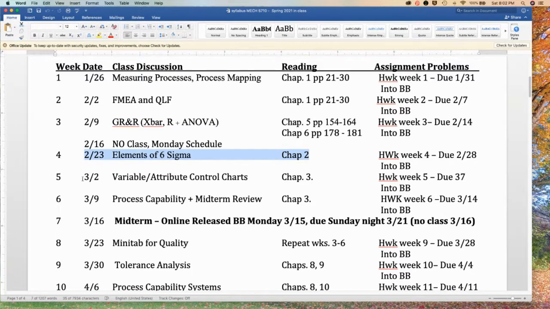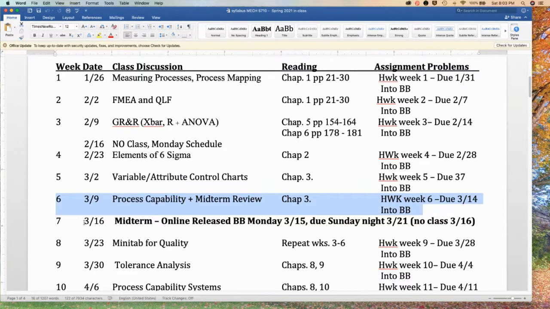So week 5 is the control charts, and that's what Shewhart told us. And week 6 is what I call process capability. So process capability is really at the heart of Six Sigma. And we will be doing things by hand, and then we have the midterm.